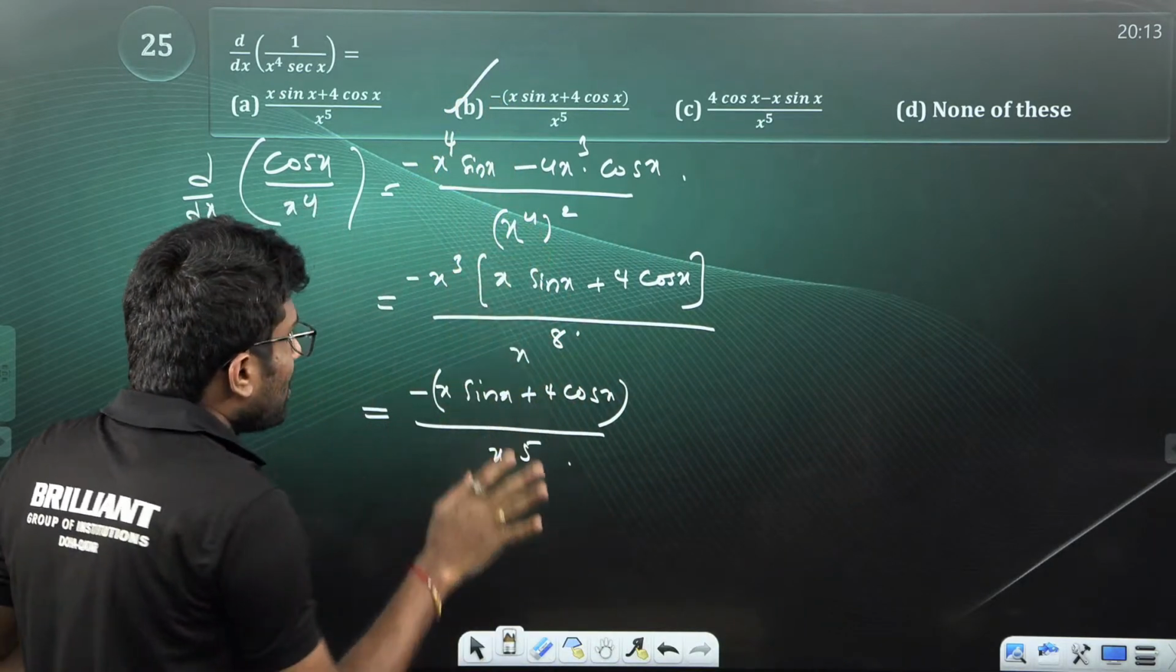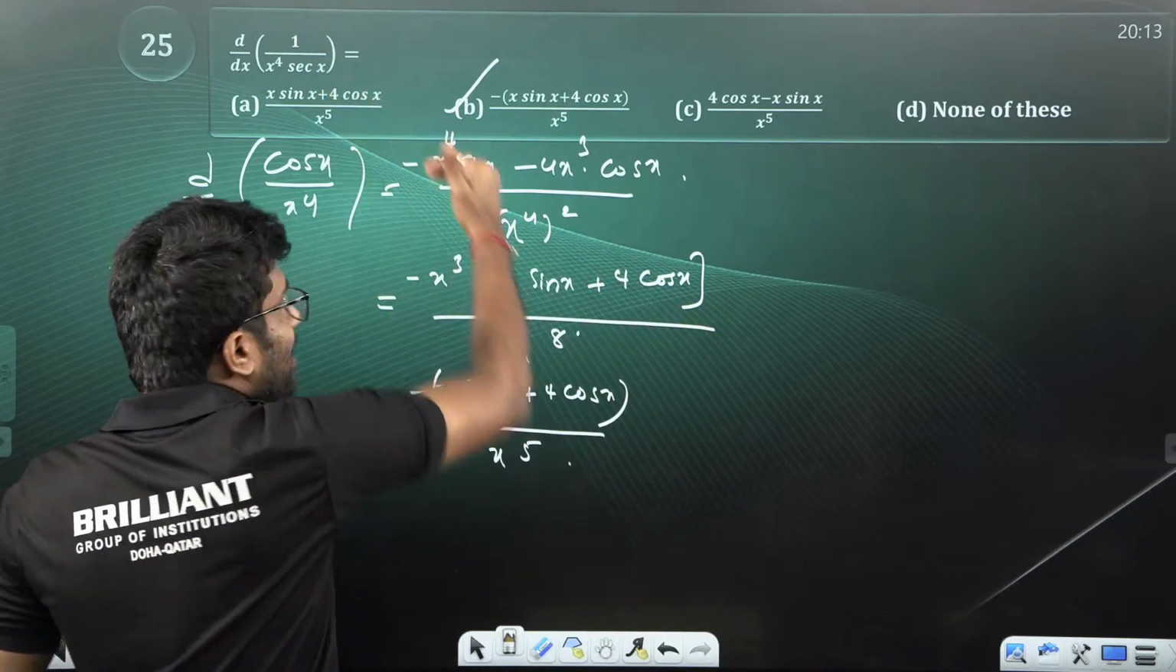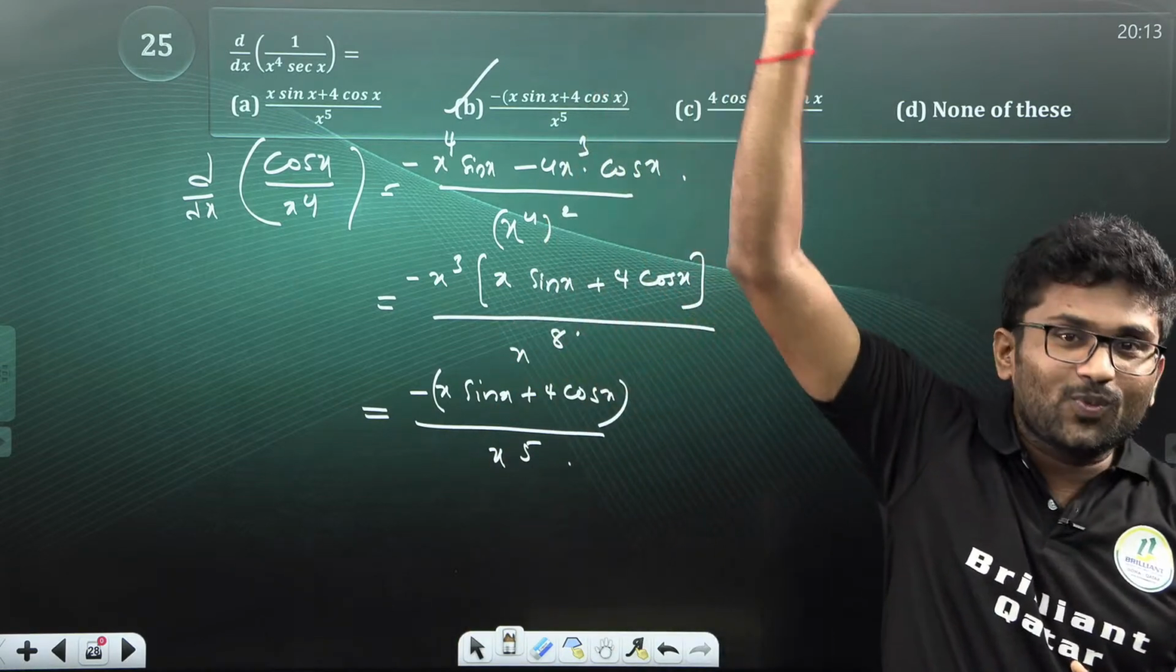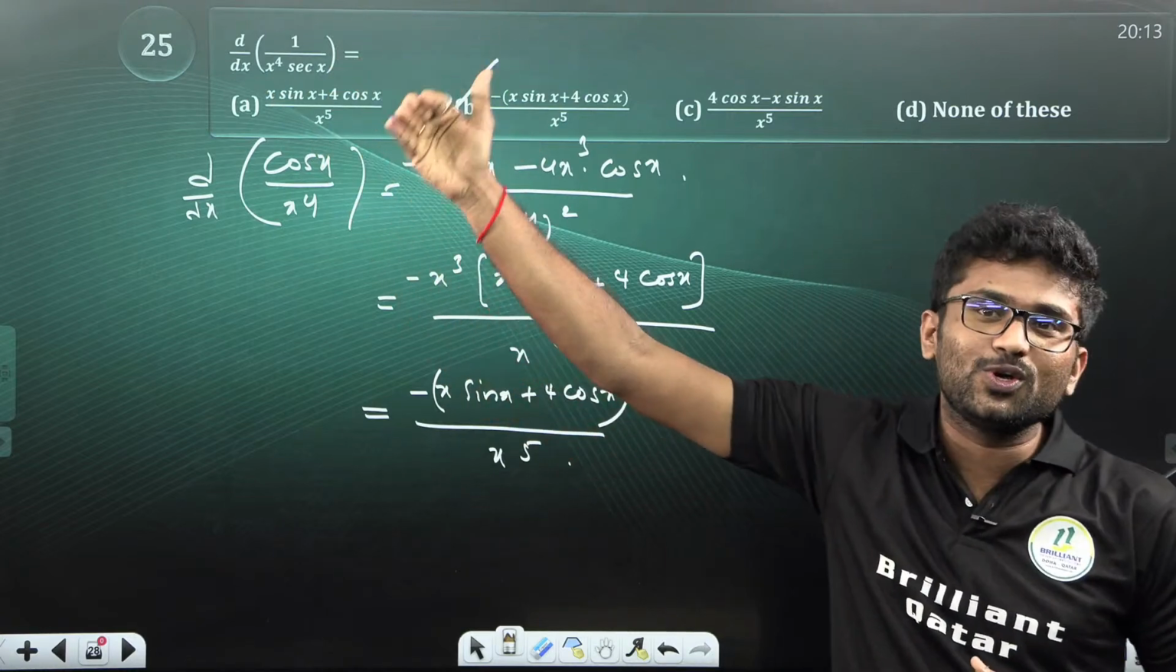See, the first important thing is writing 1 by secant x as cos x. Then you use the quotient rule.